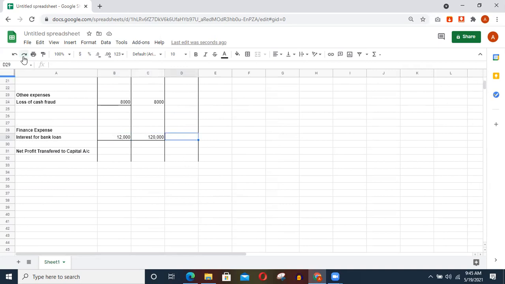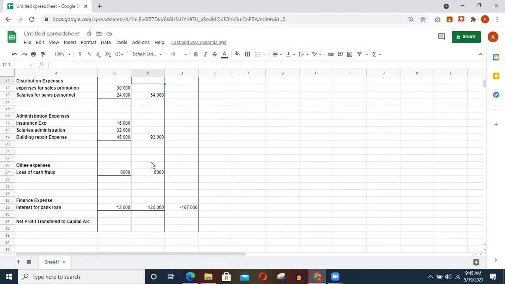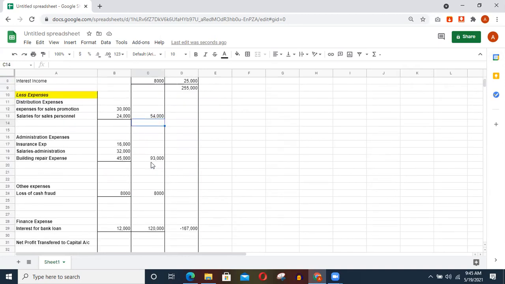And then as a last part, you add all of these expenses. Okay, when it comes to distribution expense, other expenses, all these you have to add. The second column there is 54,000, 93,000, 8,000, and 120,000, right? So you add all of them and write the total expense of 167 in the third column. So over here make sure that you write in brackets because it doesn't allow me here, but don't write minus 167,000 but rather mention it as 167,000 in brackets.